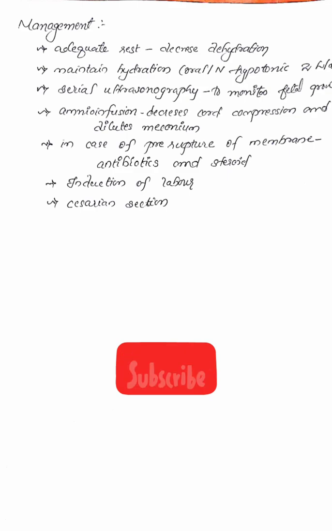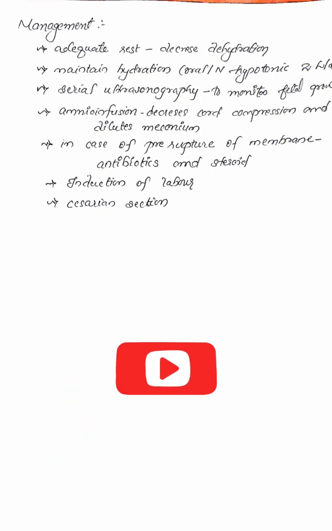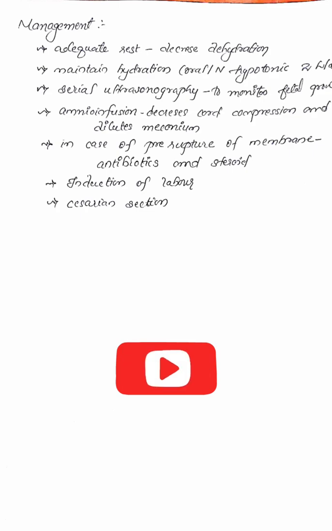There will be amnioinfusion to reduce the cord compression and to dilute meconium. In case of pre-labor rupture of membranes, antibiotics and steroids should be given to the mother. We know antibiotics are given to prevent infection and steroids are given to improve the lung maturity of the fetus. Later we will do induction of labor and terminate the pregnancy. Termination of pregnancy is just inducing the labor and taking the baby out either vaginally or by cesarean section, in case the baby is in malpresentation or in case of severe infection.